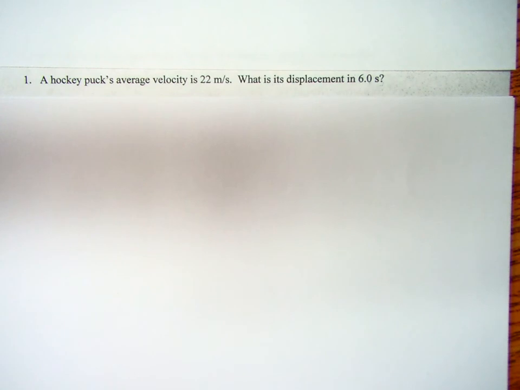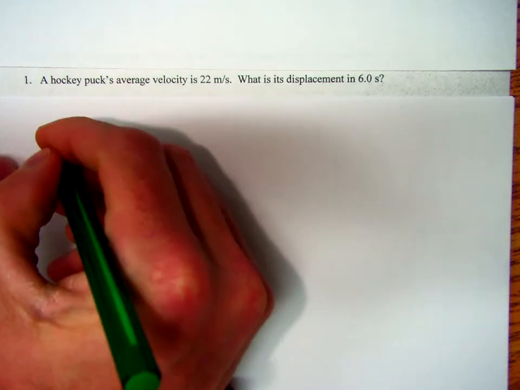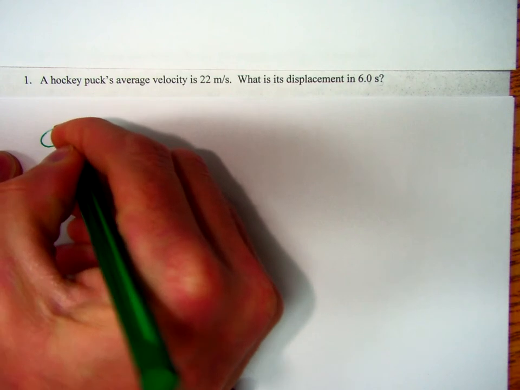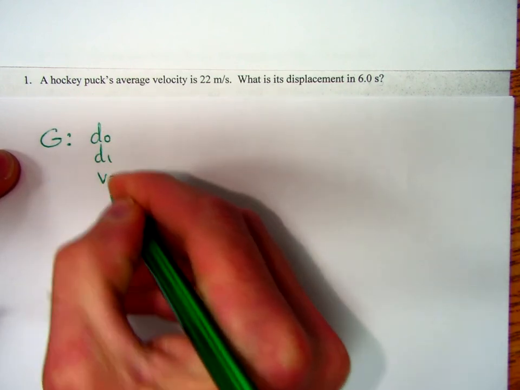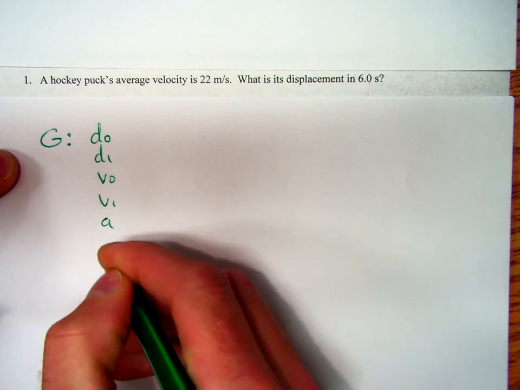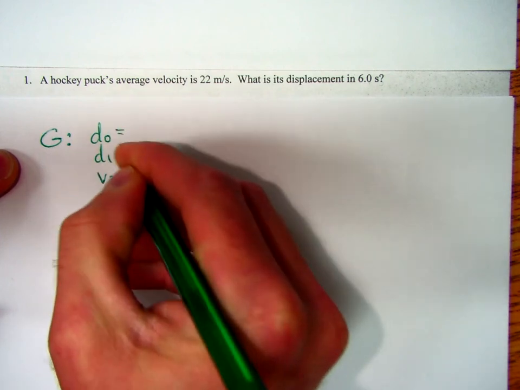A hockey puck's average velocity is 22 meters per second. What is its displacement in 6 seconds? All right, so you're going to write your givens, and then you're going to write D0, D1, V0, V1, A, and T. Okay?